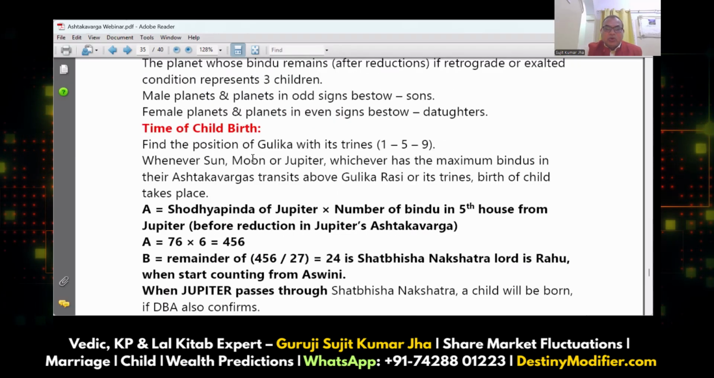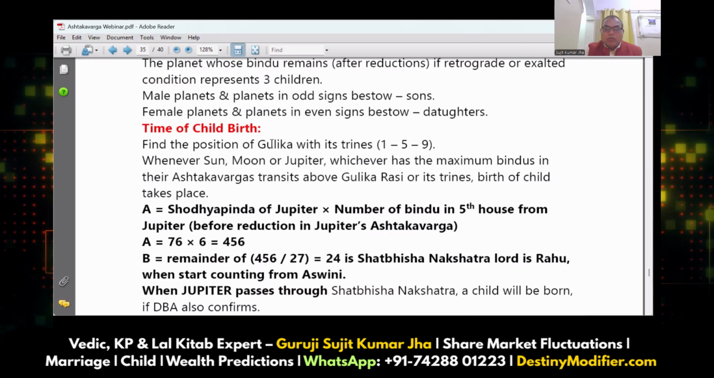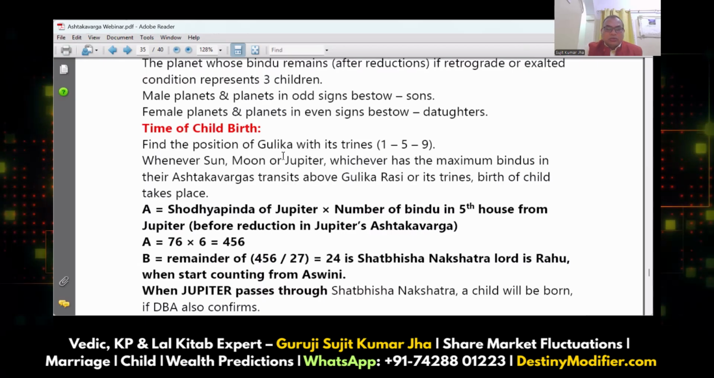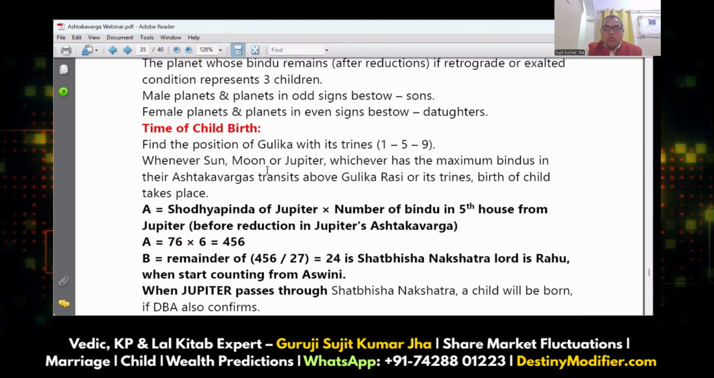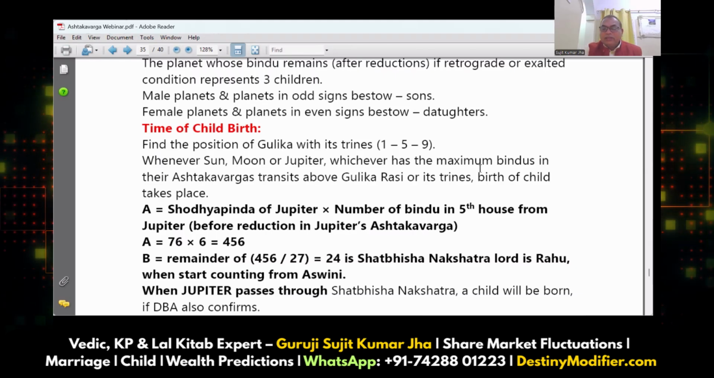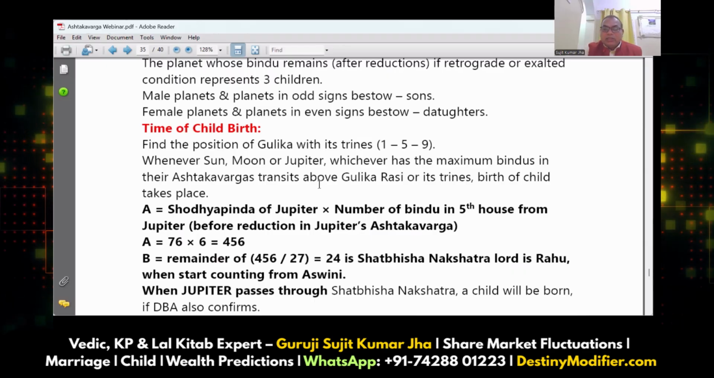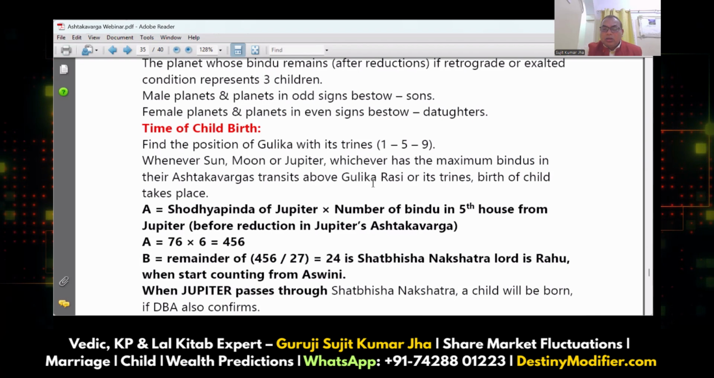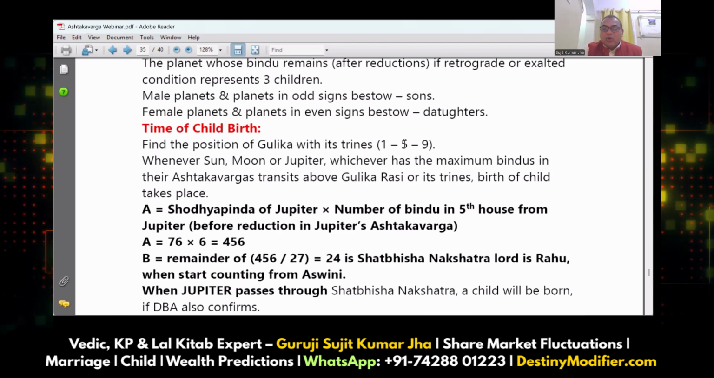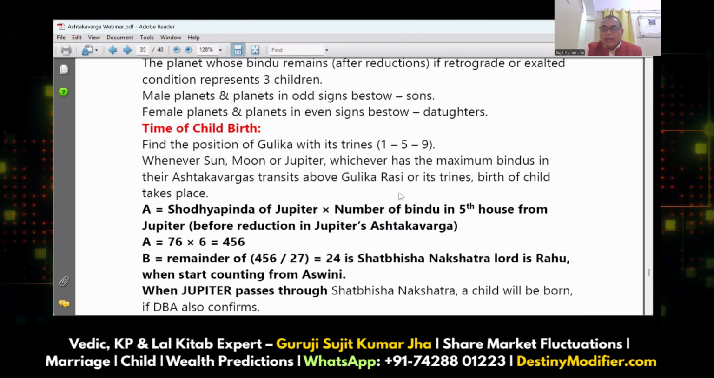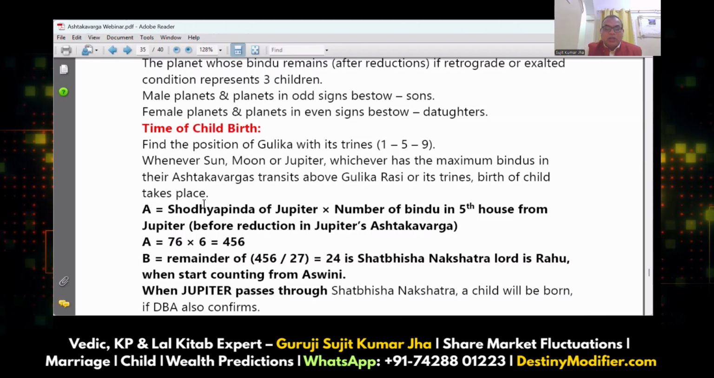First method is you have to see the position of Gulika. Whenever Sun, Moon, or Jupiter, whichever has the maximum bindu in their Ashtakavarga, transits above Gulika or the trine sign from the Gulika, at that time, the birth of a child will take place.